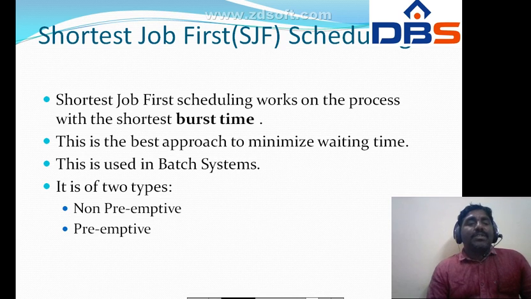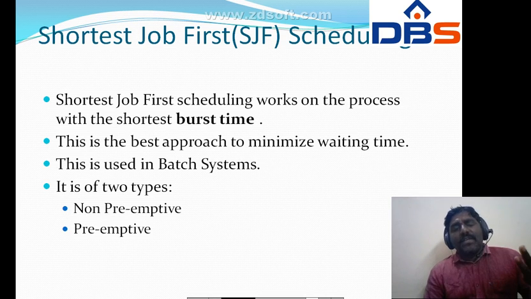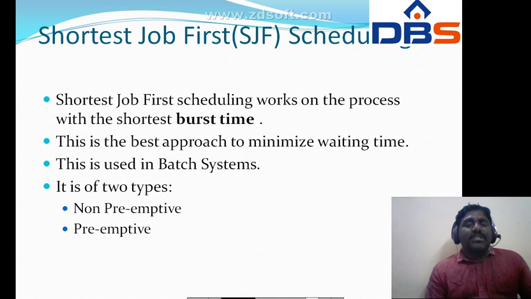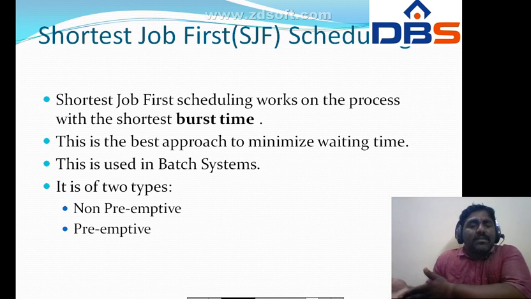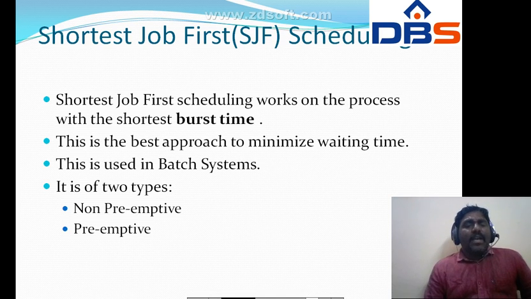Okay, next one is shortest job first scheduling. Here the shortest job first scheduling works on the process with the shortest burst time. In FCFS we take the process in the order in which it comes first into the ready queue, but in this one we take the process with the shortest burst time. The process which has less burst time is executed first. So this is the idea. This is the best approach to minimize the waiting time, one of the best ones.